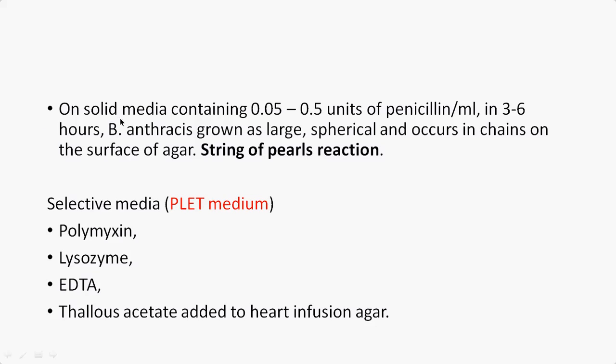On solid media containing penicillin, Bacillus anthracis may be grown with circular chains, so it is known as the string of pearls reaction for this Bacillus. The selective media is the PLET media, that is polymyxin, lysozyme, EDTA and thallous acetate added into heart infusion agar. That is the PLET selective media for Bacillus isolation.